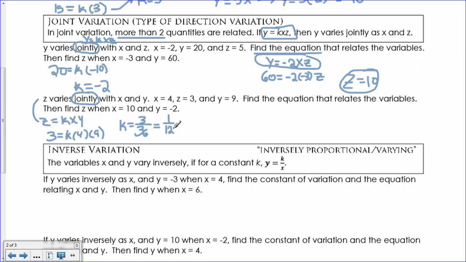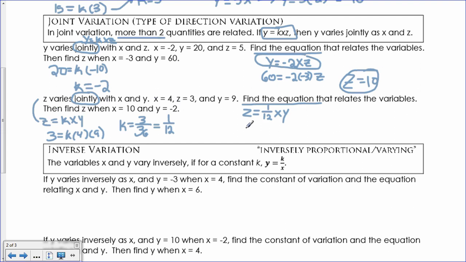All right, so now that I've found k, the question wants to know what the equation would be that relates the variables, and so we're just going to do like we had before. Sorry, z is equal to the definition of k times x times y. Again, they had the z first because that's the way that it was written here for the skeleton. So that's the equation that relates the variables together. Then they want us to find z when x is equal to 10 and y is equal to -2.